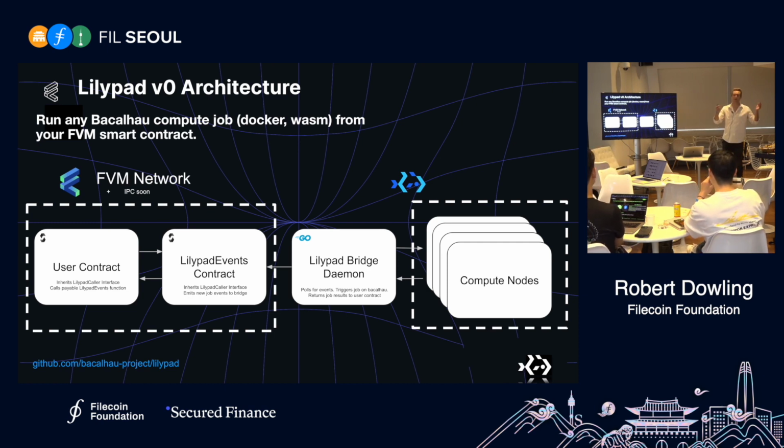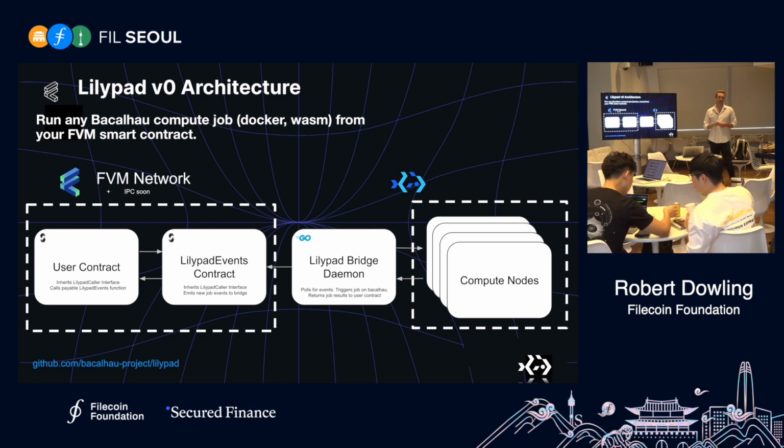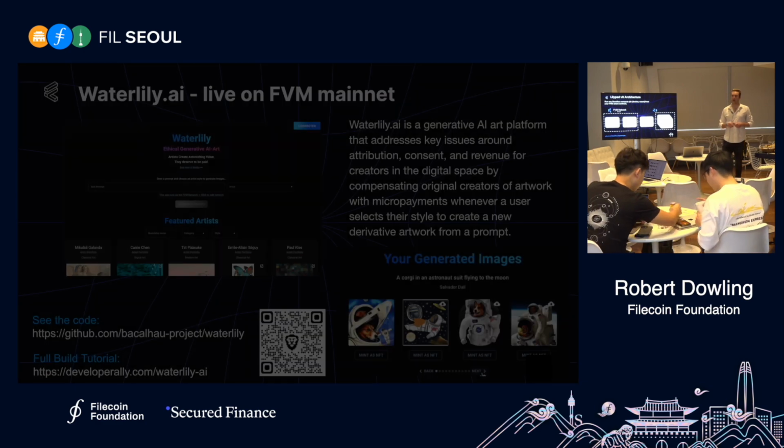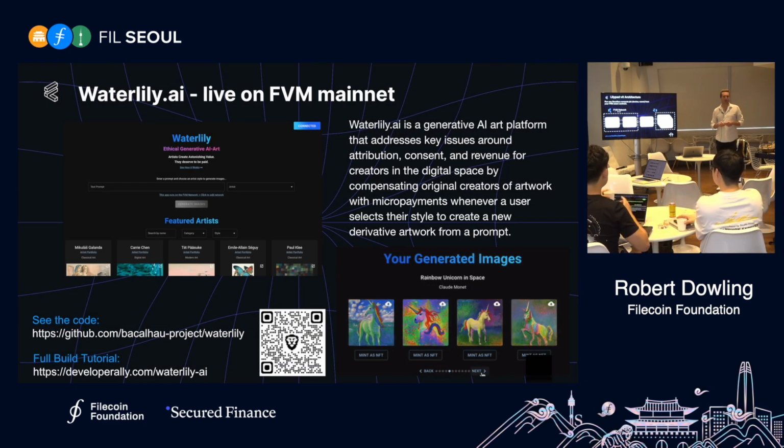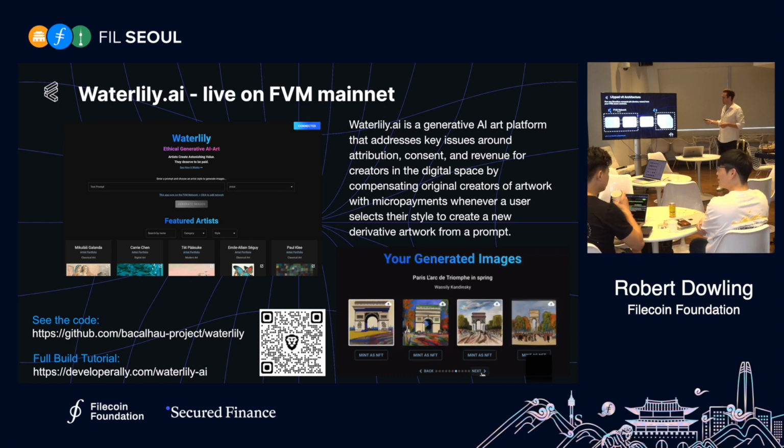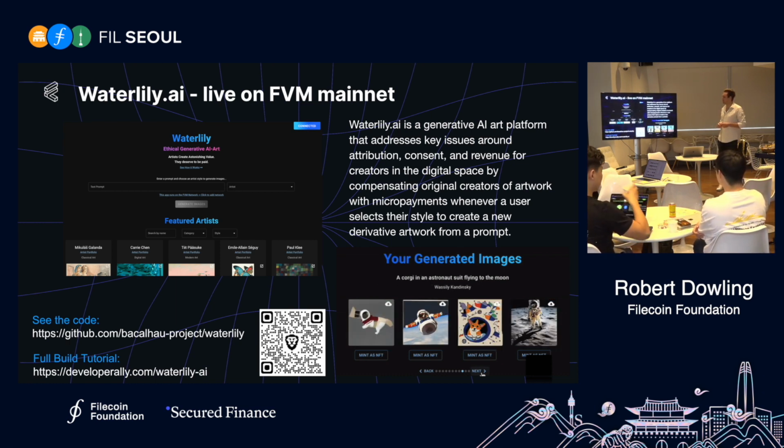For whatever reason, you might have, I don't know, what might an example be? Well, you might have an FVM smart contract that monitors when new data is added to a certain storage provider. And the FVM might say, hey, retrain this AI app, more or less, with this new data that's added.